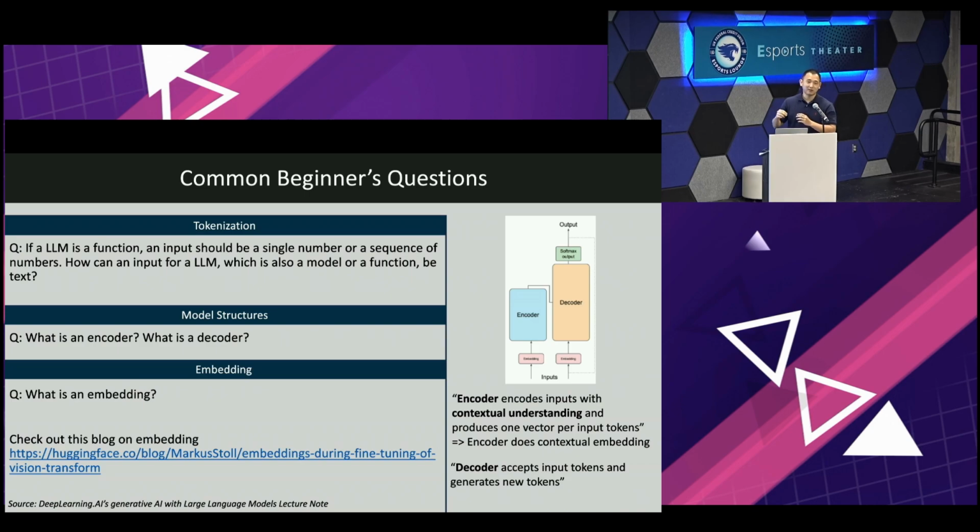called vectors. Okay. The decoder, on the other hand, is based on all the provided information. It tries to generate the next word one by one. So the decoder is the generation part. When people say generative AI, it's mostly talking about the decoder side.